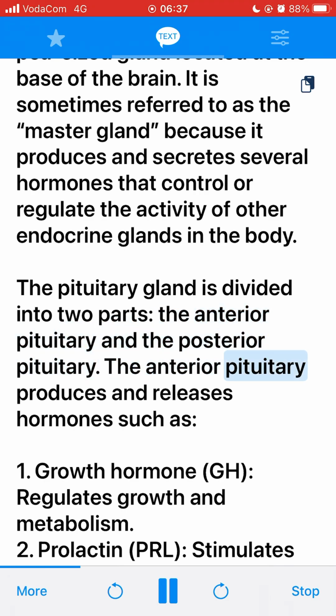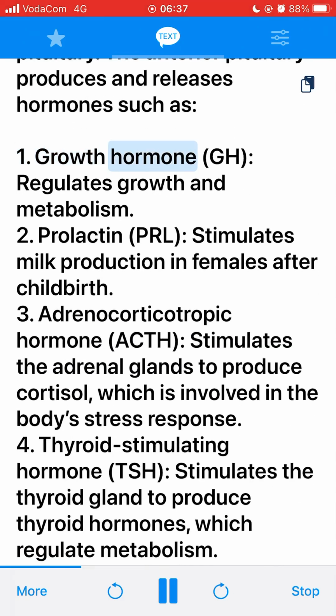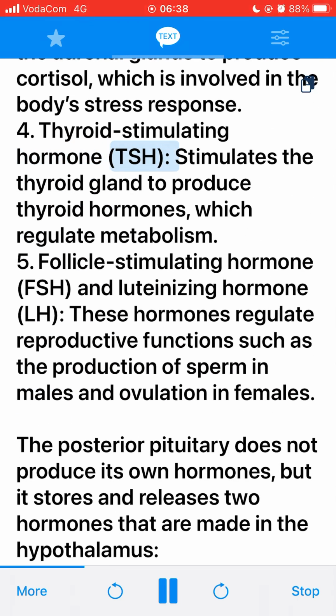The anterior pituitary produces and releases hormones such as: 1. Growth hormone, GH, regulates growth and metabolism. 2. Prolactin, PRL, stimulates milk production in females after childbirth. 3. Adrenocorticotropic hormone, ACTH, stimulates the adrenal glands to produce cortisol, which is involved in the body's stress response. 4. Thyroid-stimulating hormone, TSH, stimulates the thyroid gland to produce thyroid hormones, which regulate metabolism.